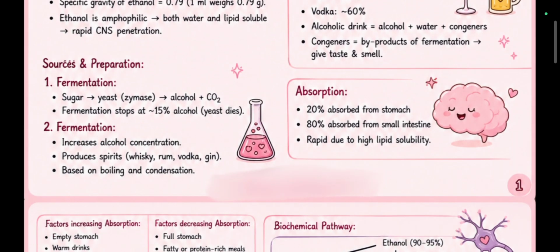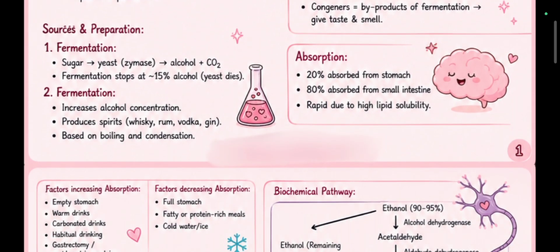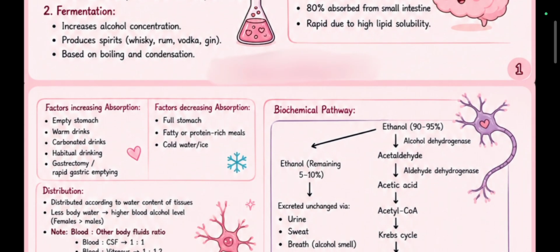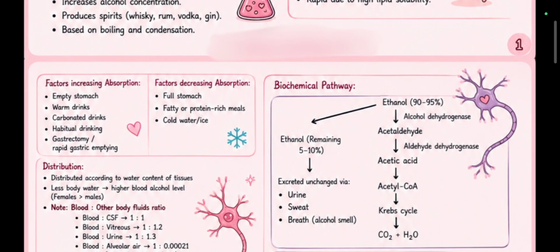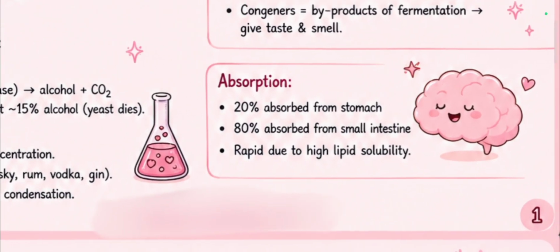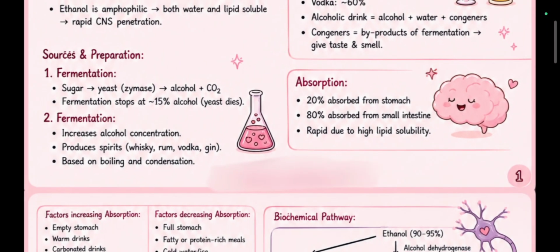Now, what about the absorption? 20% is absorbed from the stomach, 80% is absorbed from the small intestine, and it is rapid due to high lipid solubility. It is amphiphilic. So it is 20% from the stomach, 80% from the small intestine.